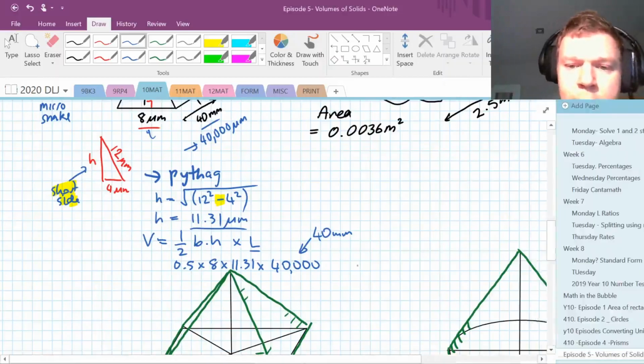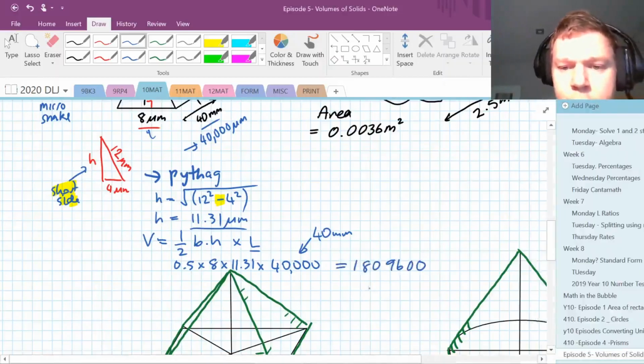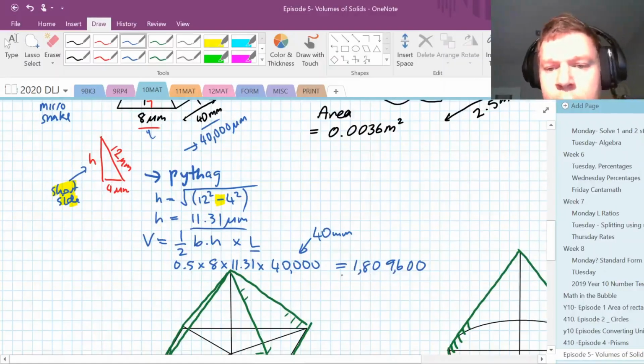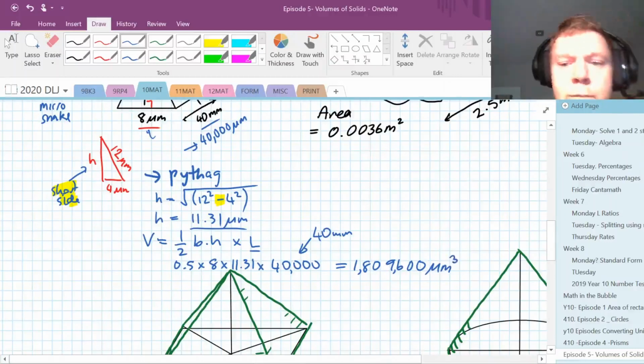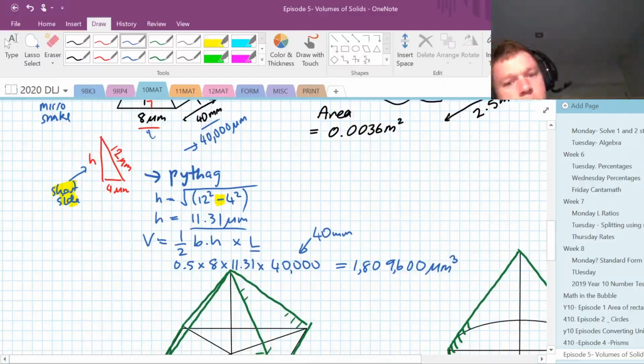$189,600 equals 189,600, which is actually 1,809,600 micrometers cubed. Ooh.